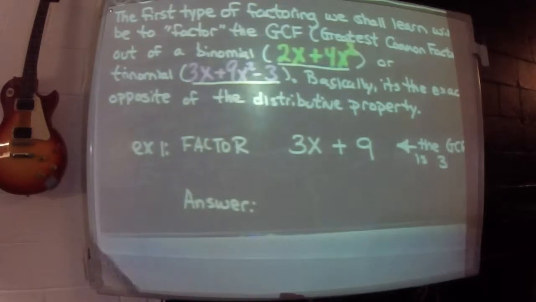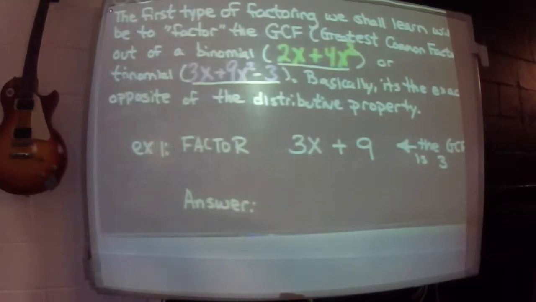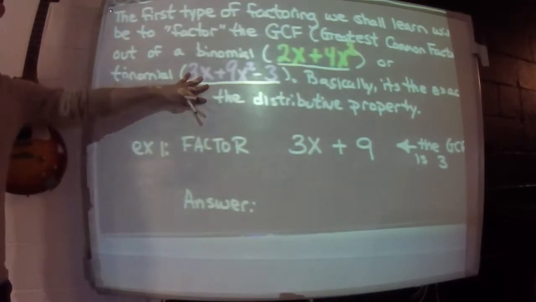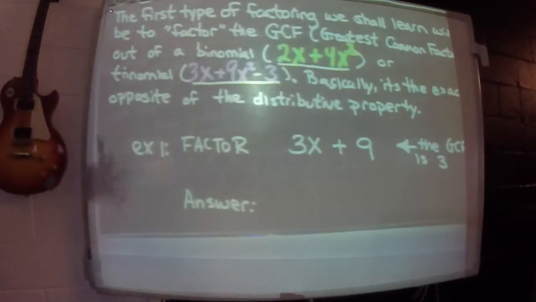Now what factoring the GCF out means is it's the opposite of distributing. You've learned how to distribute. Some of you guys have been here for Algebra 1, Geometry, and Algebra 2. You distribute every year. Well, factoring is the opposite of distributing. So instead of multiplying something in, I'm going to divide or take something out.